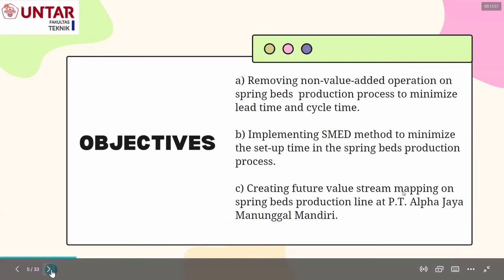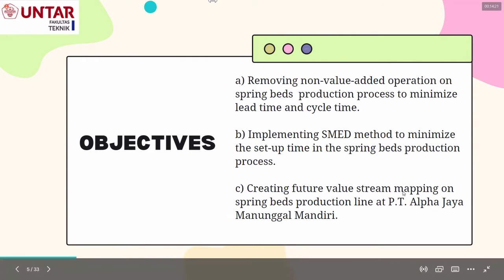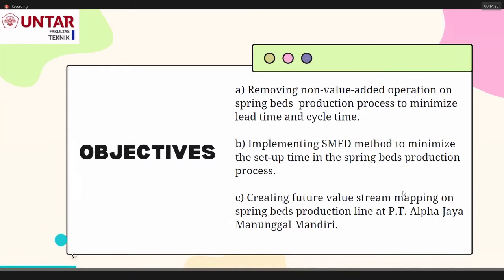Next slide. Based on the results of the research conducted at the spring bed production line, the following are three objectives in minimizing the setup time and waste in the spring bed production line. First, removing non-value added operations in the spring bed production process to minimize lead time and cycle time. Second is implementing the SMED method to minimize the setup time in the spring bed production process. And last is creating a future value stream mapping on the spring bed production line at PT Alpha Jaya Manunggal Mandiri. Next slide.